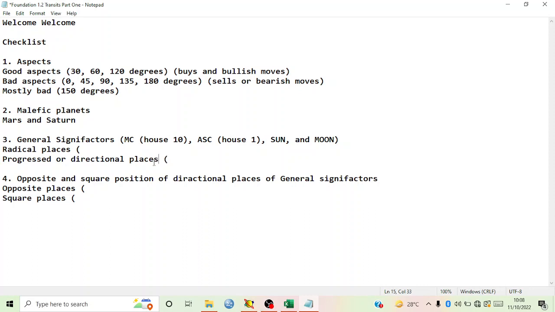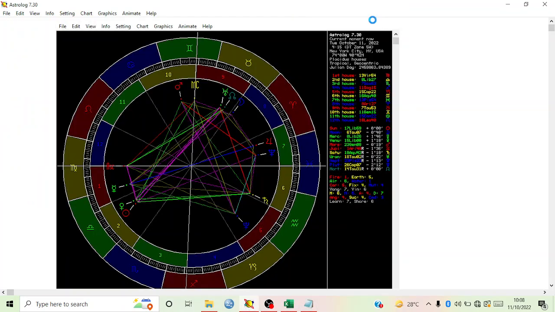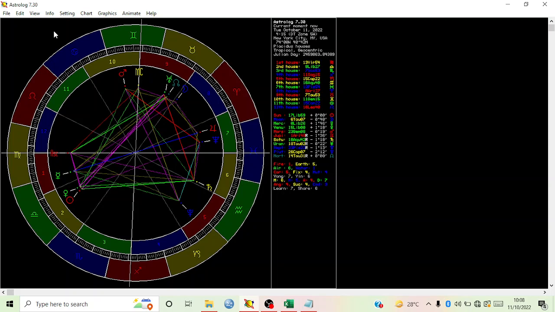So let's get right into it. We're going to be on checklist 3 for now. So we're going to go to Astrolog, pull up Astrolog. I'm sure by now that you are comfortable with Astrolog and are able to use it properly. As you can see, it's Astrolog version 7.3. The current moment is Tuesday, October 11th, 2022 at 4:15. That is New York City.